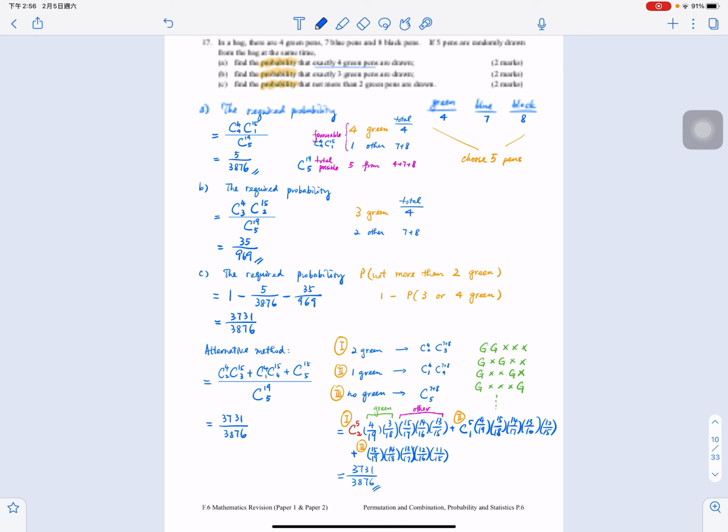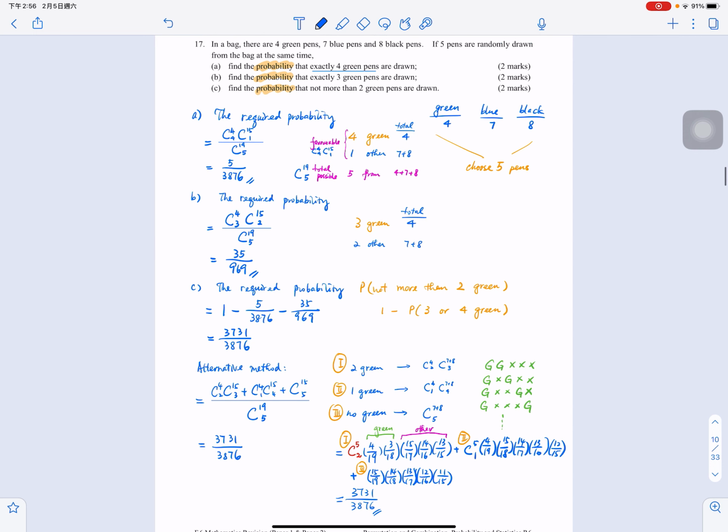So I hope you can understand the methods to find the probability: by using combination, by using complementary events, or counting from the combination. Maybe you still want to use fractions to find the probability, or whichever method you can use.